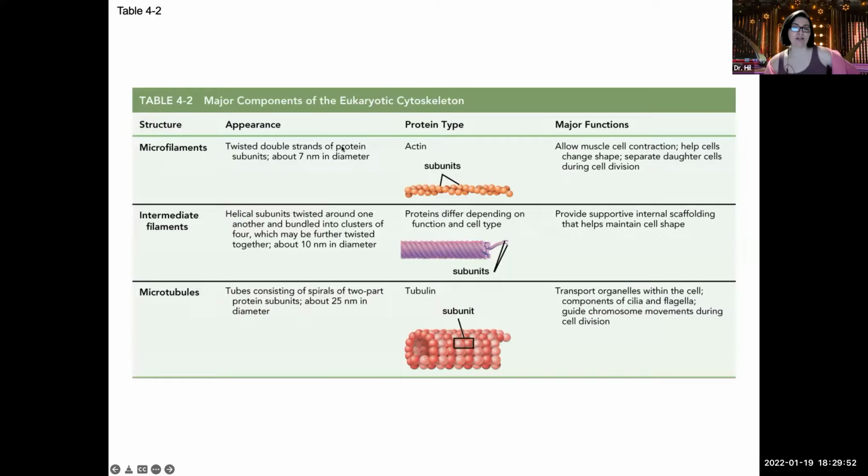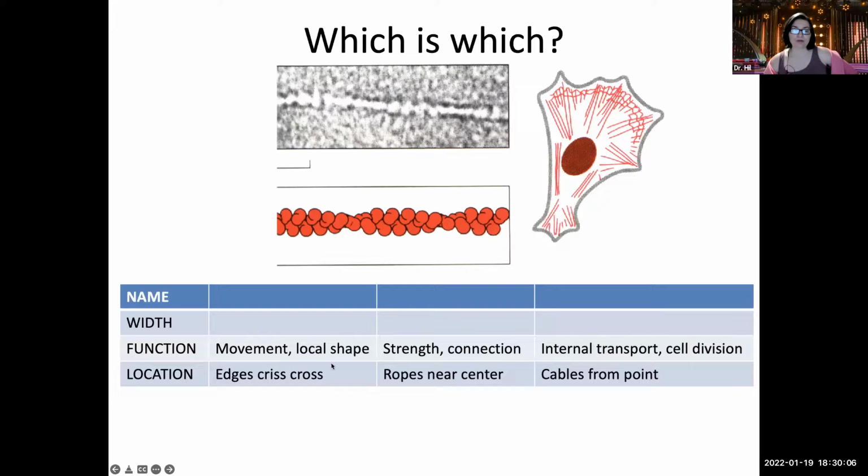So here's like a little chart that kind of summarizes all that stuff, like their size, their organization, the way that the subunits are organized, what they do, that kind of stuff. So I'm going to show you the 3 cytoskeletal filament types. Here is a description of their functions and where they're found, and then you're going to guess what I'm showing you.